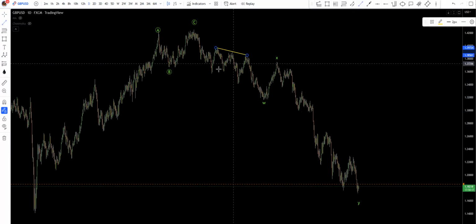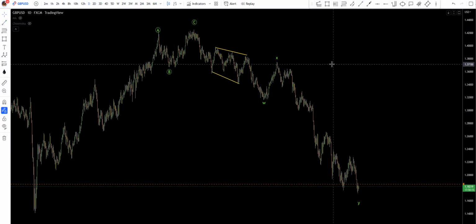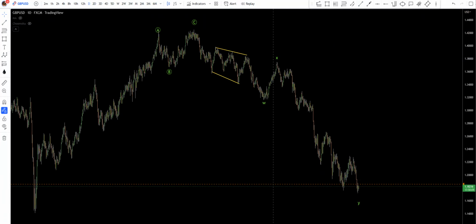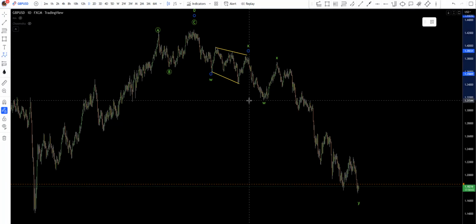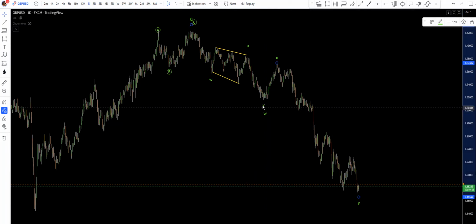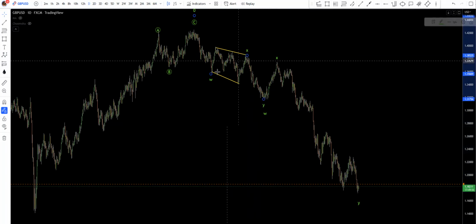Next, we have actually this. I'll just label that for you so that we all have the same wave counts, right? Our charts are aligned so we can make money together. Okay, so WXY will be over here. Perfect. So this is what we have.